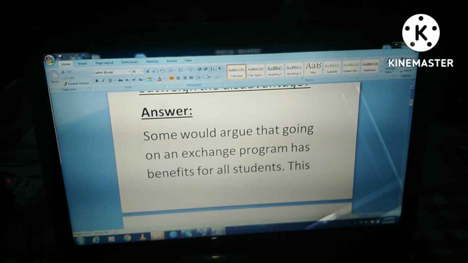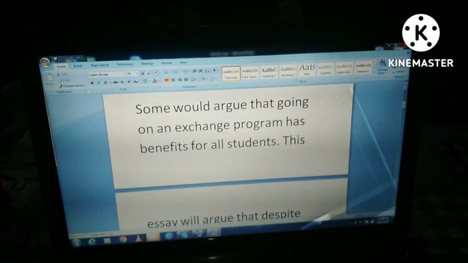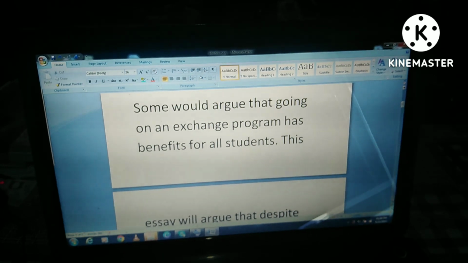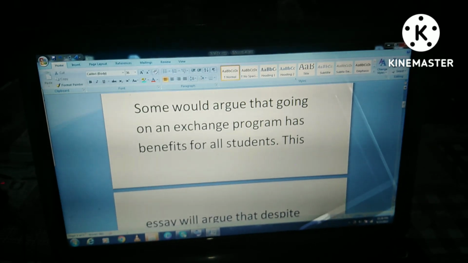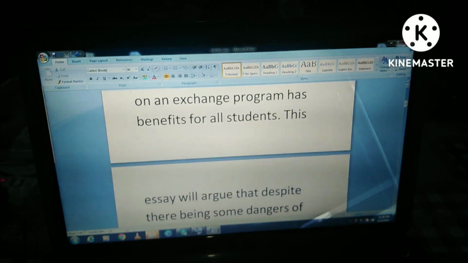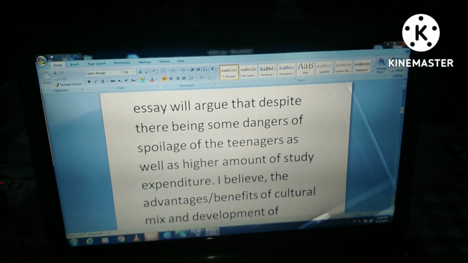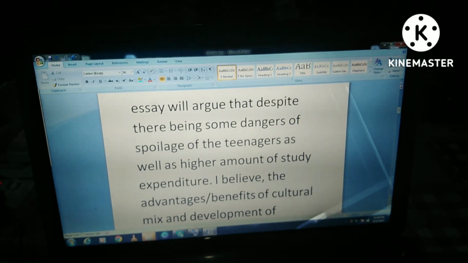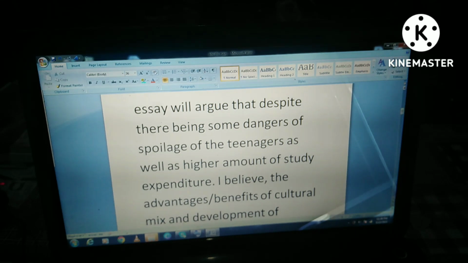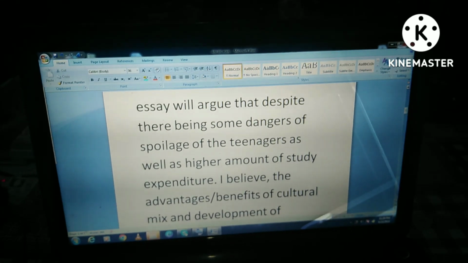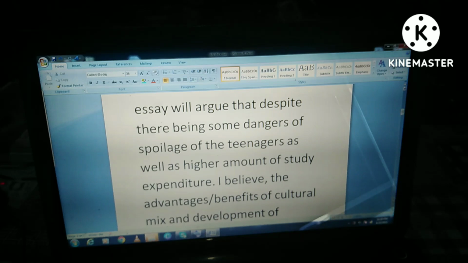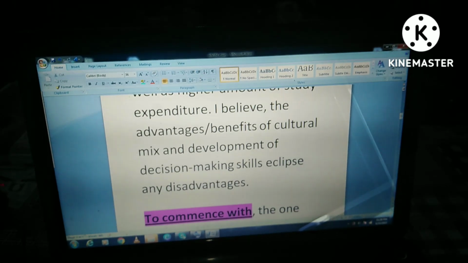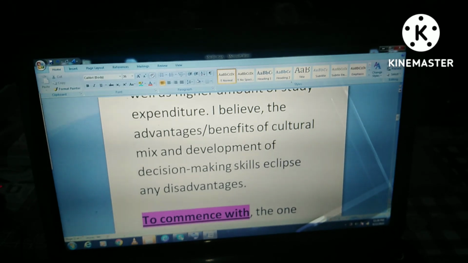Now the answer is, I start my essay with: Some would argue that going on an exchange program has benefits for all students. This essay will argue that despite there being some dangers of spoilage of these teenagers as well as a higher amount of study expenditure, I believe the advantages or the benefits of cultural mix and development of decision making skills eclipse any disadvantage.